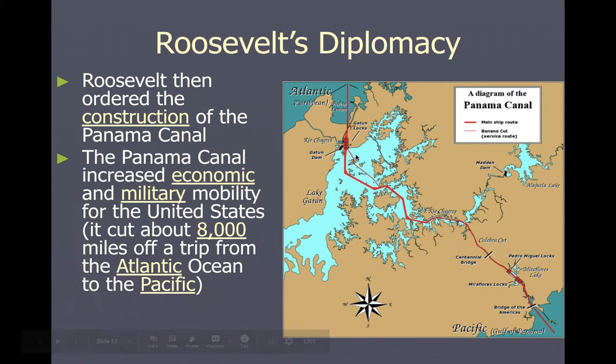Okay, so this right here shows the Panama Canal. This is where it is. Okay, so there's a series of locks and dams that raise and lower ships to get them through here, and then there's a big lake here that they go through, and then they go through another series of locks and dams before they can get out. This is the Pacific over here. This is the Atlantic over here.